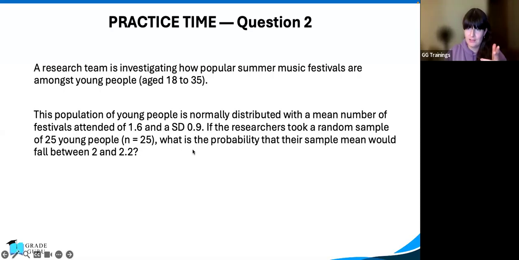So they give you N, and they start talking about taking a sample from the population, not randomly selecting an individual, randomly selecting a sample. What is the probability that the sample mean would be between 2 and 2.2? Remember, we're not speaking about a specific number of festivals attended, like for a specific case. We're talking about a mean number of festivals attended. So this would be a sampling distribution of means, not a Z transformation. Okay, so if it mentions sample mean, it gives you N, it's the sampling distribution. Okay, is that clear for everybody?